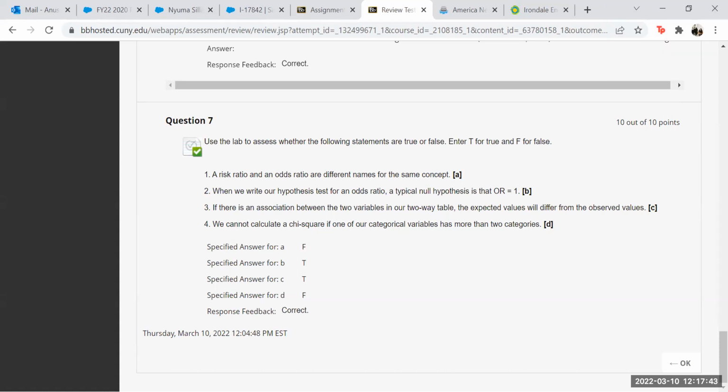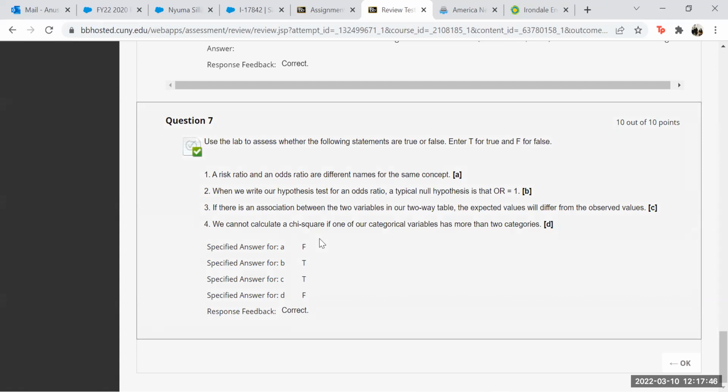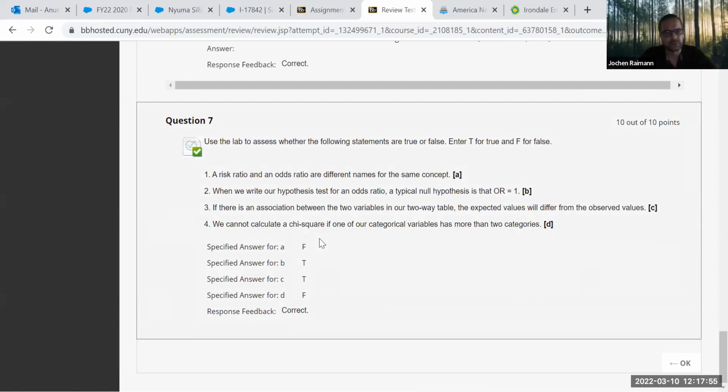Yeah, the rest made sense to me. It was just number 3. I don't know if it was the way it was worded, but it kind of confused me a little. So what did confuse you about it?